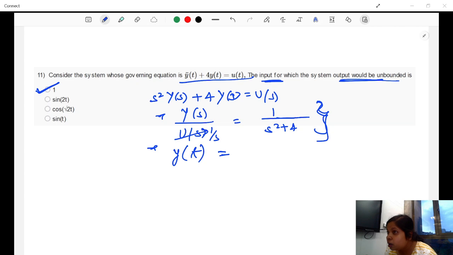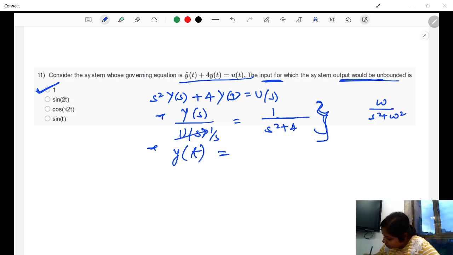Do you get any term where it is s square plus some constant in the denominator? Do you get any place? Ma'am, it's sine or cos. Very good. So for sine what is there? Omega upon s square plus omega square, where omega is the constant. So this was the thing.